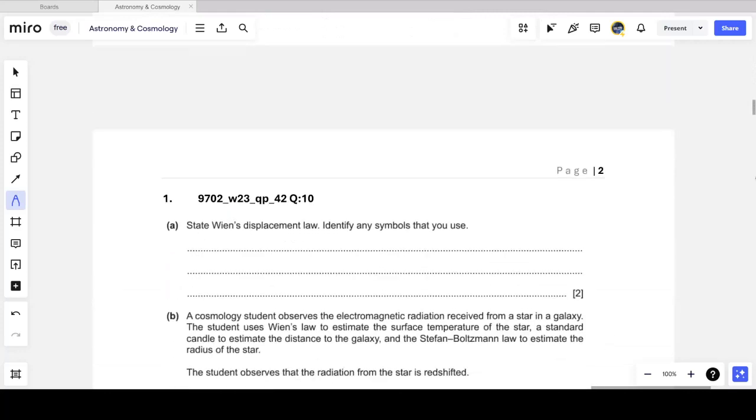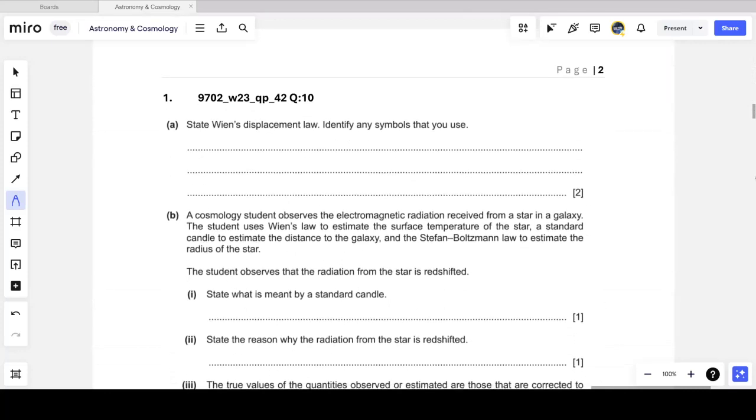And the first question, number 1, is, again, the subject code is 9702 for A-Level Physics. It comes from the winter 2023 exam, which is October-November 2023. It's question paper 4, variant 2, and question number 10 from that paper. And we are told to state Wien's displacement law and identify any symbols that we use.